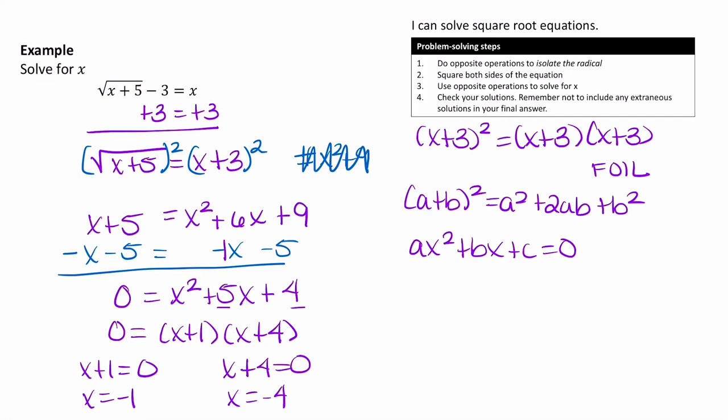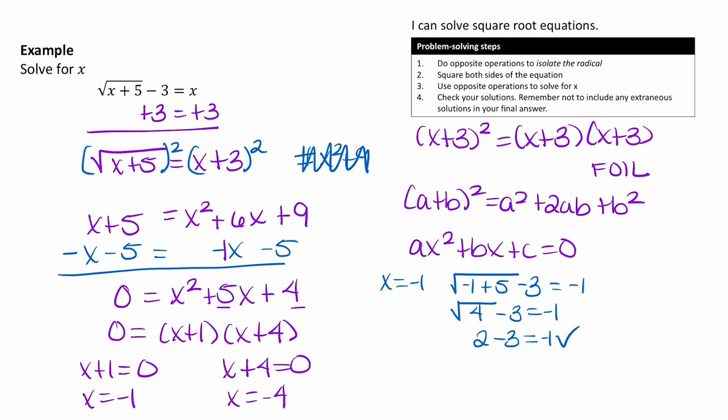Well, we always need to go back and check our solutions in our original problem, right? So we go back to the original square root of x plus 5 minus 3 equals x. I'm going to start off by checking x equals negative 1. So I get the square root of negative 1 plus 5 minus 3 equals negative 1. That is telling me that the square root of 4 minus 3 is equal to negative 1. So 2 minus 3 equals negative 1, which is in fact true.